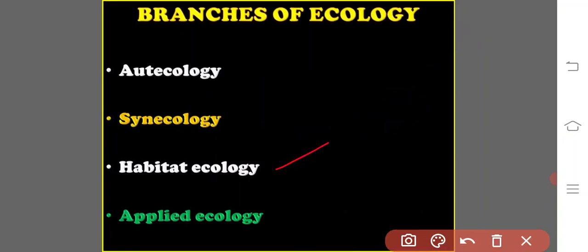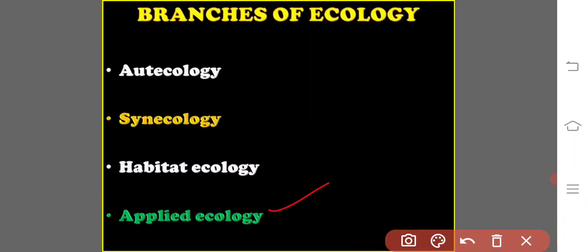And habitat ecology is the study of different habitats and their effects on the other organisms. Here the habitat ecology is subdivided into marine ecology, freshwater ecology, and terrestrial ecology. And again, the terrestrial ecology is further subdivided into forest ecology, crop and land ecology, grassland ecology, desert ecology, and so on. And coming to the fourth one, applied ecology, it is a study of specialized fields of ecology which are connected with conservation of natural resources.